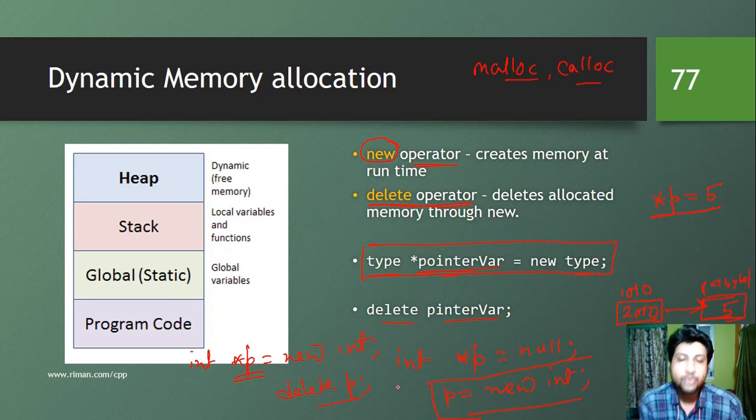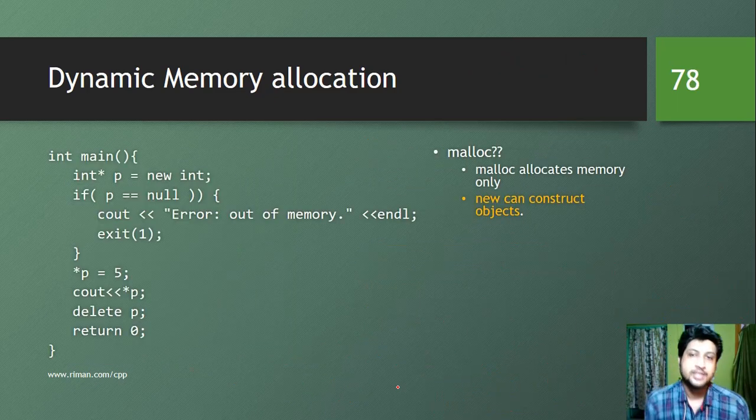So this is a good practice whenever you create some memory space. After the execution of the program, or at the end of the program, you must delete those pointers or delete those dynamically allocated memories for better memory management of the program. So here is an example of dynamic memory allocation.